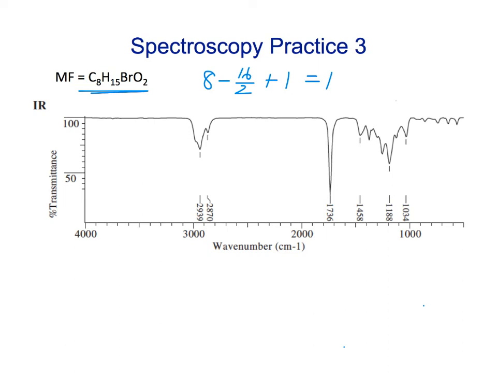All right? So do we see any evidence for a site of unsaturation in the IR spectrum? Yeah, so there's a carbonyl stretch right there. All right, it's 1736. All right, we see some CH stretches. And these will all be on sp3 hybridized carbons, right? Because they're less than 3,000. Okay?